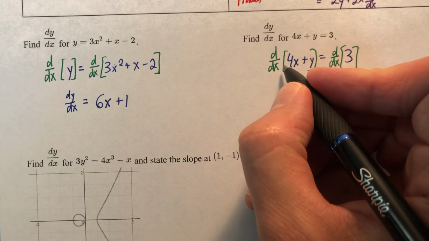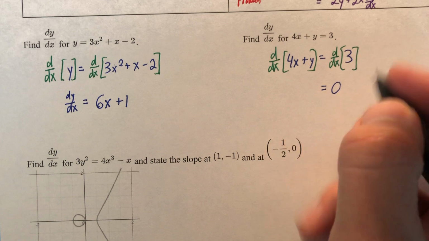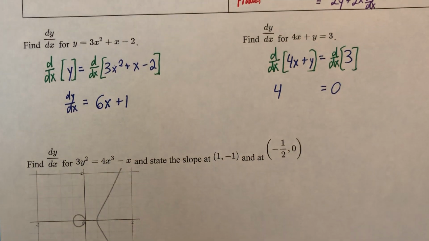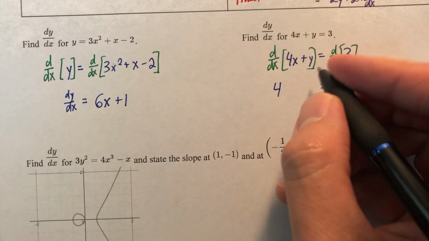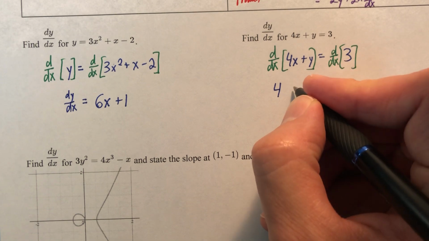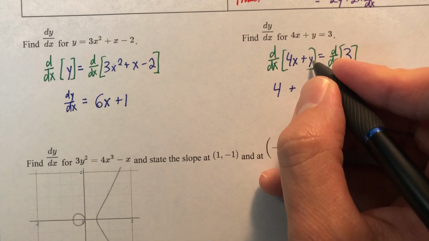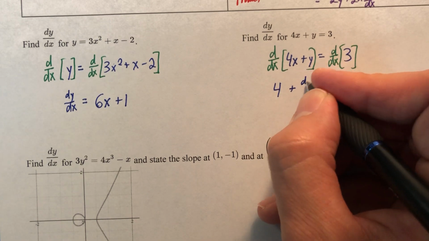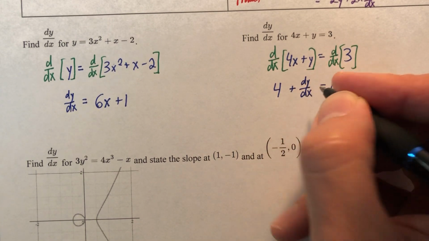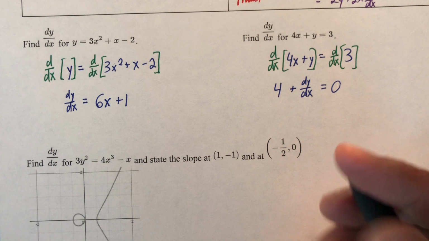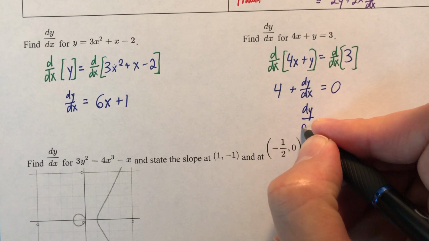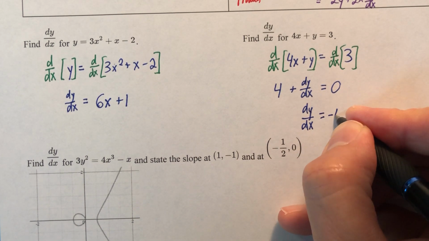The derivative with respect to x of 4x is 4. The derivative of y with respect to x is 1. But this is a y, this is an x. I need this term. Okay, the direction said find dy dx. Done.